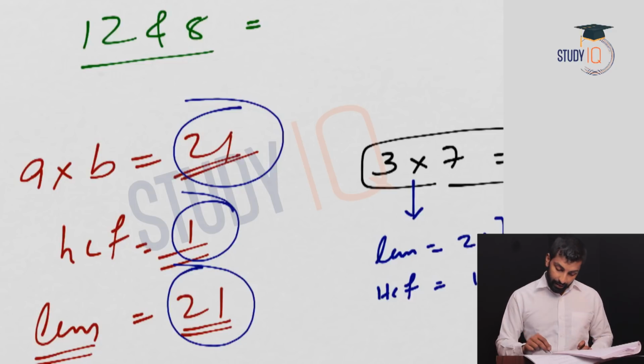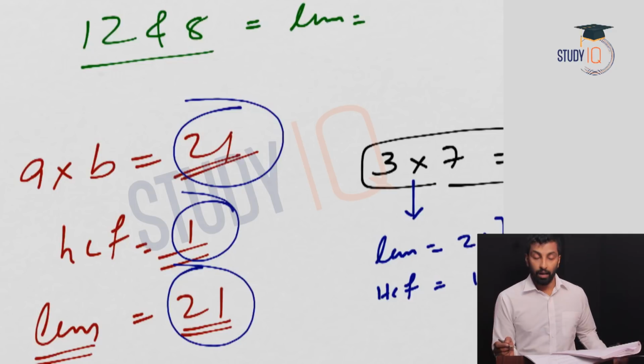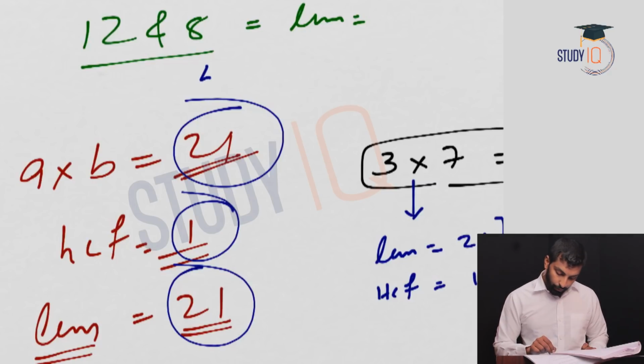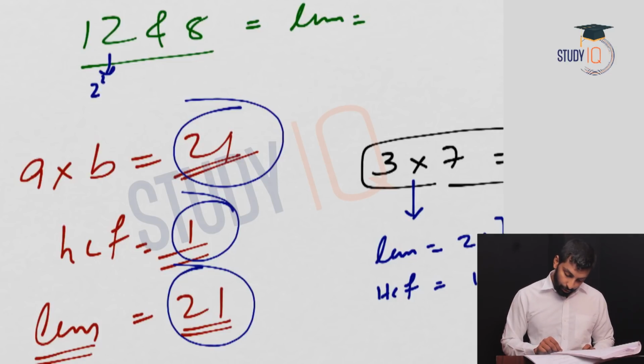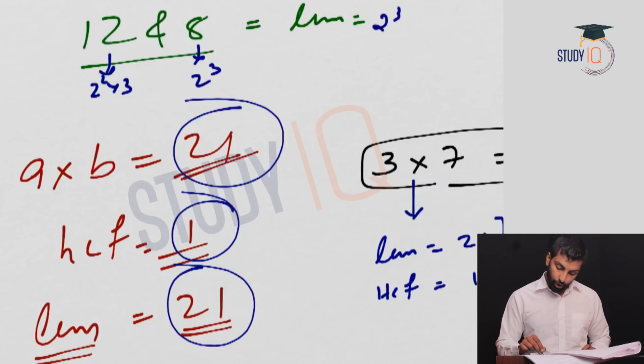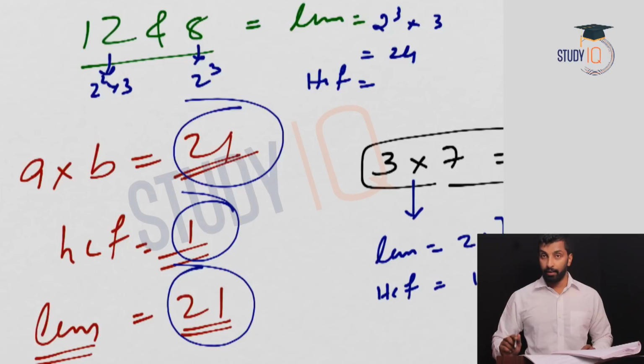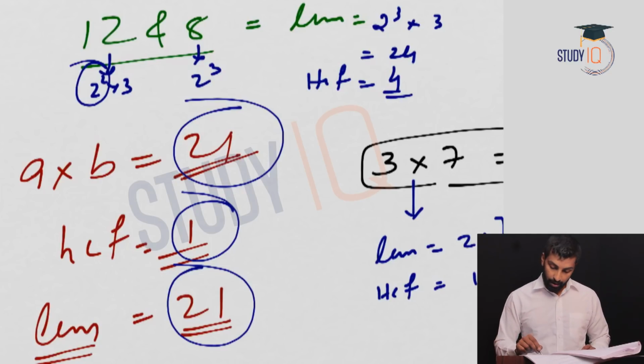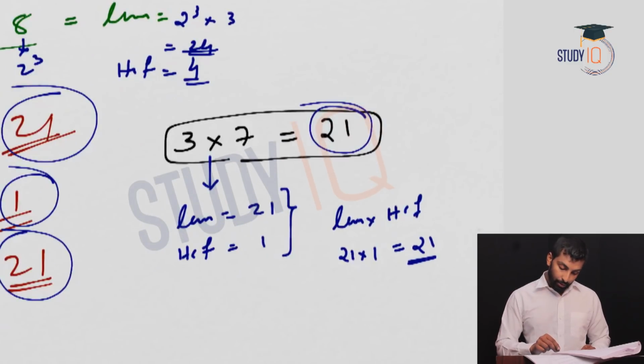Now what is LCM? How will you find? 12 is basically 4 into 3, or 2 square into 3. 8 is 2 cube. What is LCM? 2 cube into 3, that is actually 24. What is HCF? HCF will be the common part, that means 2 square is common. That is 4. HCF is 4. Now you can make a question, right? So LCM is 24, HCF is 4.